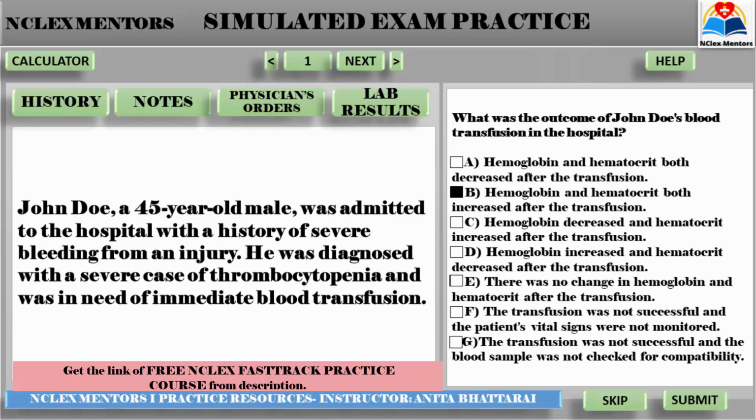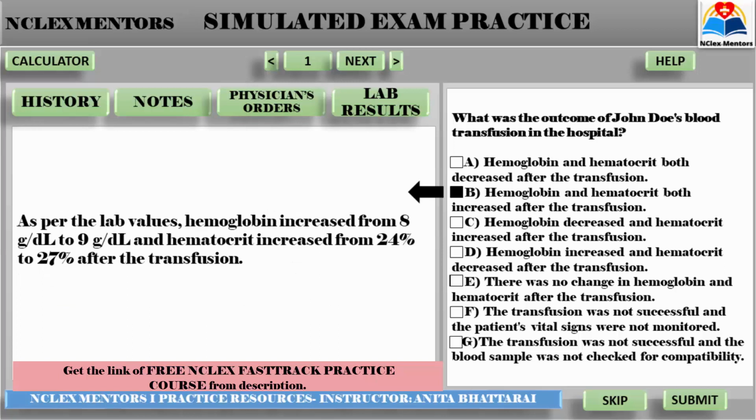Correct option for this question is option B. So what could be the explanation? Option B is correct as per the lab values. Hemoglobin increased from 8 gram per deciliter to 9 gram per deciliter, and hematocrit increased from 24% to 27% after the transfusion.